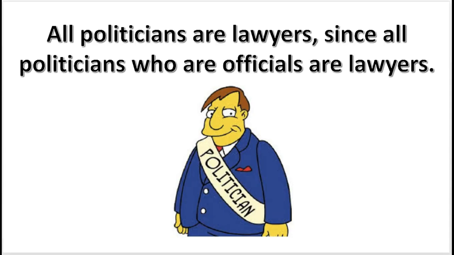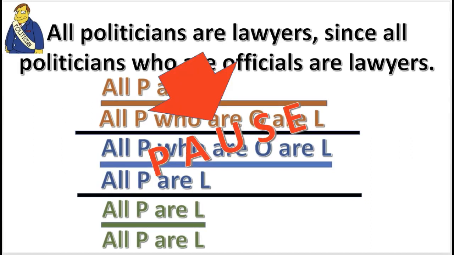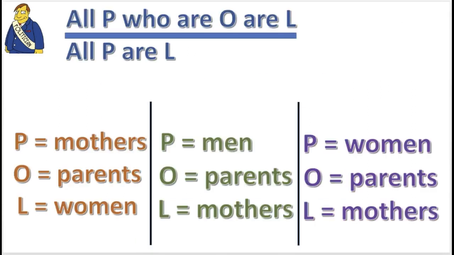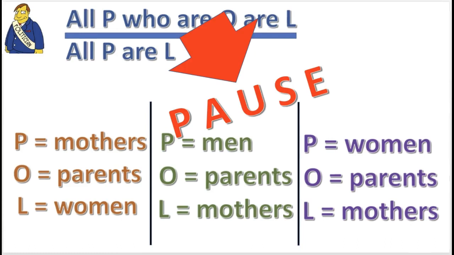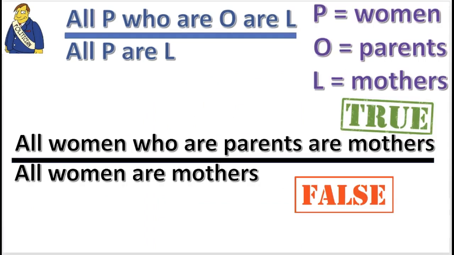Here's another practice problem. What is the form of this argument? Press pause. The answer is in 3, 2, 1. Ding! That's correct. Now, what set of substitutions proves this form invalid? Press pause. The answer is in 3, 2, 1. Ding! That's correct. This set of substitutions makes the premise true and the conclusion false.